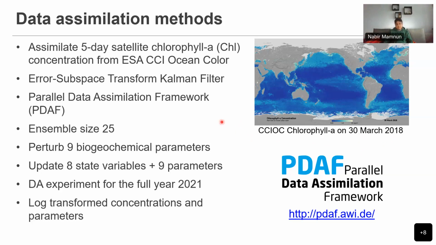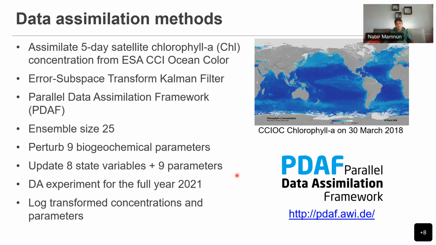So we used the ensemble data assimilation method, and the filter we used is the error subspace transform Kalman filter that is provided by the Parallel Data Assimilation Framework, PDAF, software. PDAF is free and open source software, and anyone can go to the PDAF website, register, and get the code. We use 25 ensemble members, and we generate the ensemble by perturbing 9 biogeochemical parameters. The parameters we selected are based on a variance-based global sensitivity analysis. In the data assimilation, we update 8 state variables together with these 9 parameters.